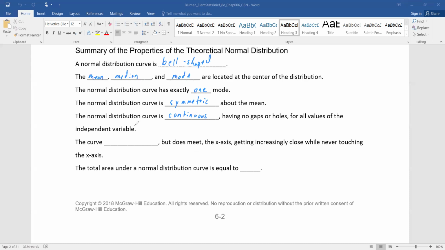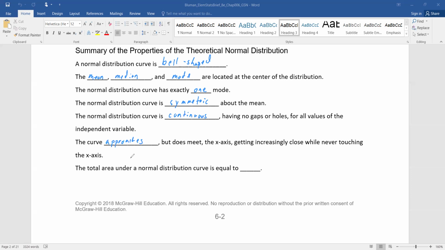The curve approaches, this is a big one, people just assume it goes straight to zero, but it approaches but does not meet the x-axis, just getting increasingly close while never touching the x-axis. So what you'll see in this data is this will be a certain percentage, and they'll get a little bit more percentage, and it'll just turn into like 99.999% of the data and keep going, but never be exactly 100.